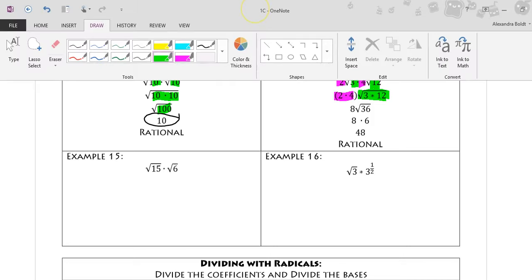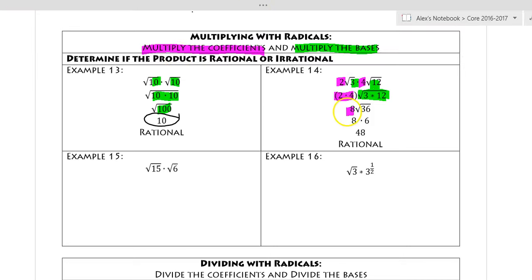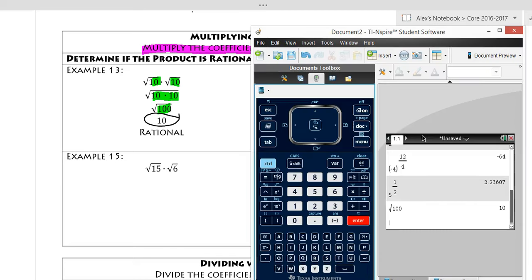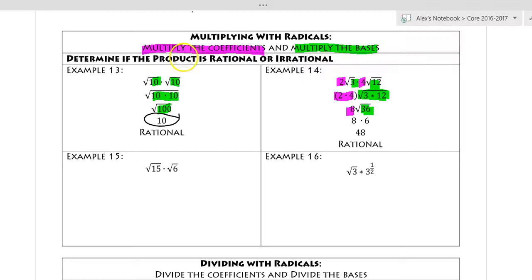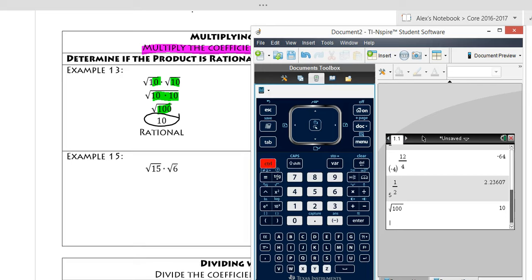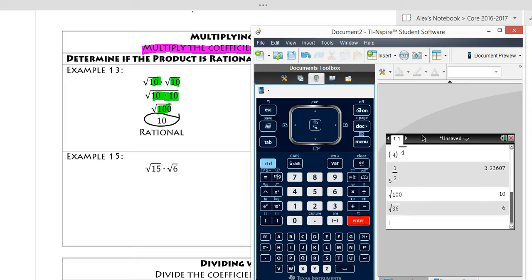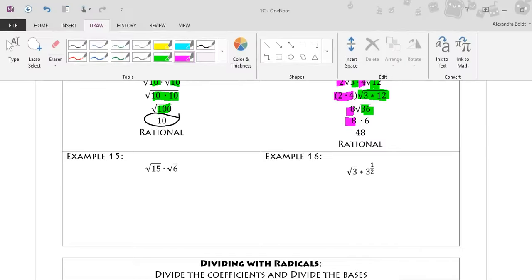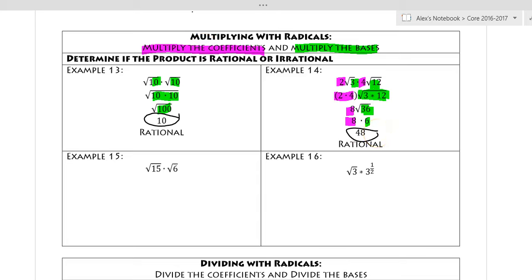So I have 2 times 4 and 3 times 12. So 2 times 4 is 8, and 3 times 12 is 36. Okay? Then I still want to take the square root of that. But I still have this 8 here. This 8 hasn't changed. I'm going to multiply by whatever the square root of 36 is. The square root of 36, if we type it in our calculator, is 6. So we have 8 times 6. And 8 times 6 is 48. So again, here's another time when I have two irrational numbers, and when I multiply them, it becomes rational, because that's just an integer.